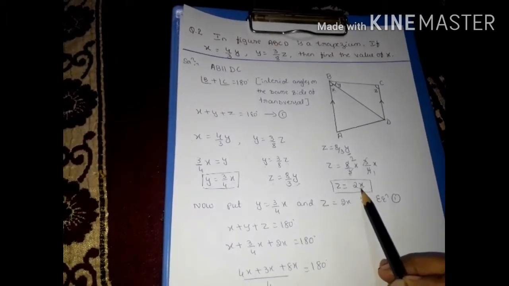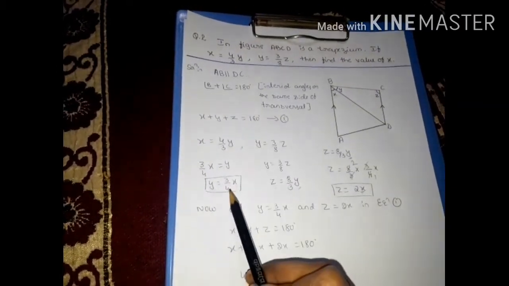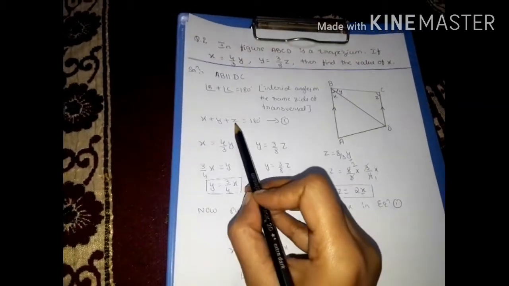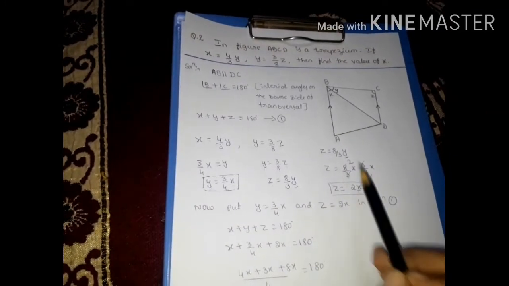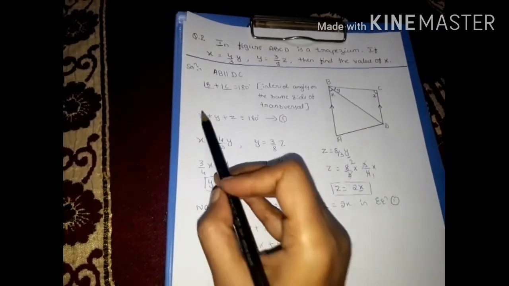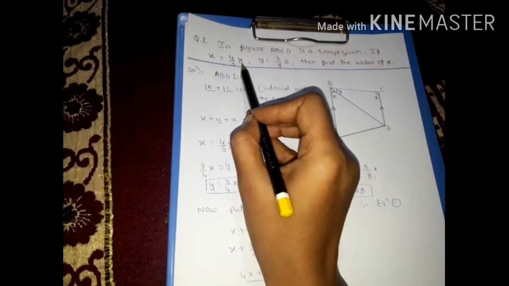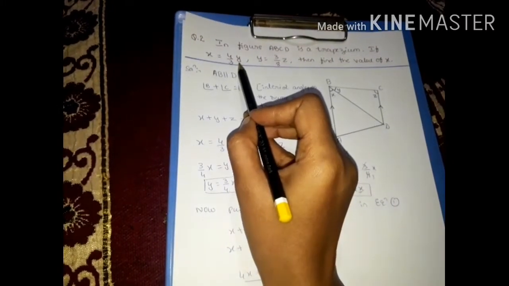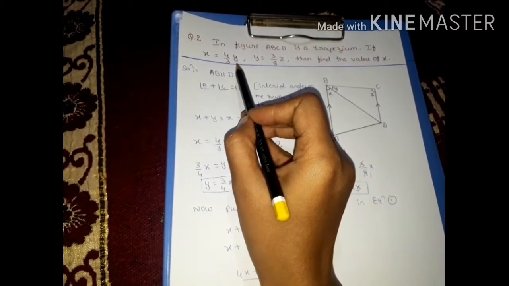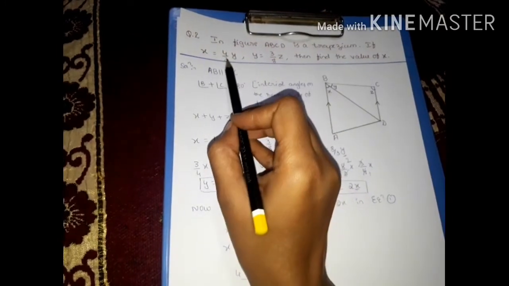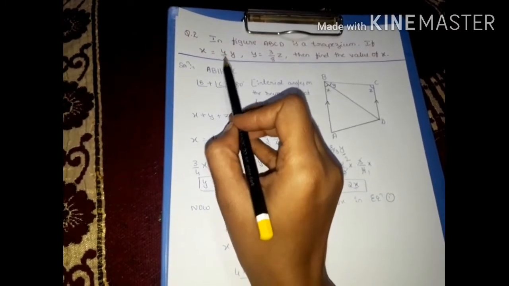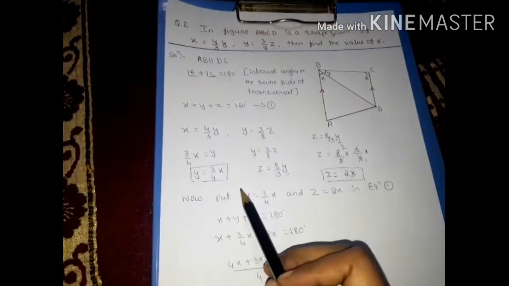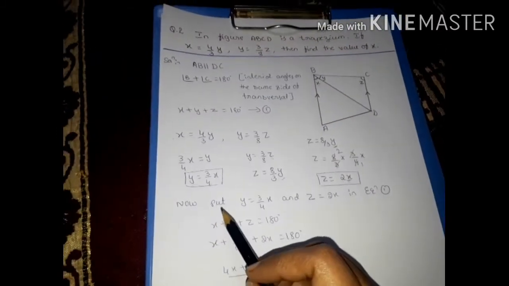This you have to substitute in the equation 1. Wherever y is there, you have to write 3 by 4x. Wherever z is there, you have to write 2x. Keep x as it is. Again, don't write x value is 4 by 3y, or you will get 2 unknowns. You have to keep in your mind, in an equation, when 2 unknowns are there, we have to convert into 1 unknown.